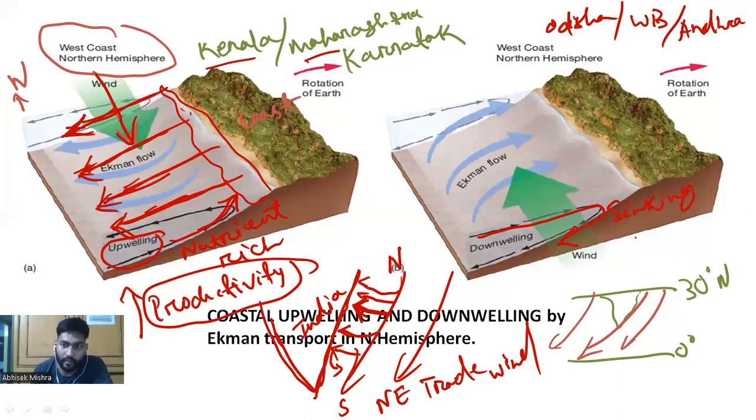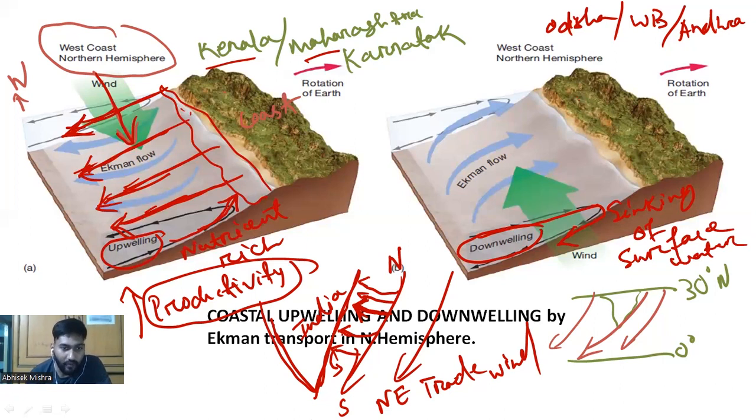Sinking of surface water. When there is sinking of surface water, it is called downwelling. That means the surface water is coming down. As the water approaches the coast, it will downwell, it will sink down. Okay? And this is called downwelling.